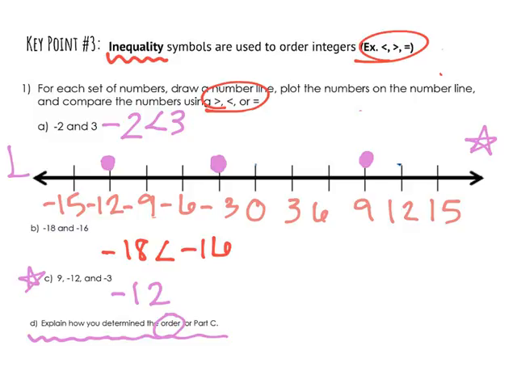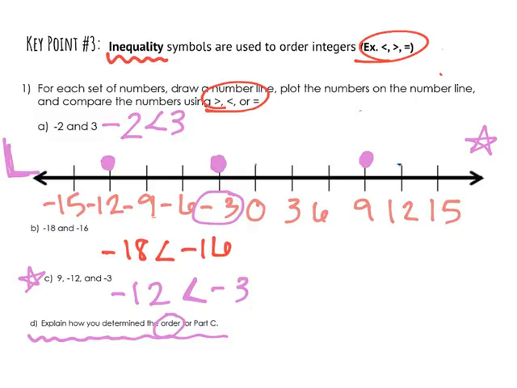So I know that negative 12 is less than negative 3 because it's further to the left on the number line. Same idea, negative 3 is larger, the mouth is opening to the larger number. Negative 3 is larger than negative 12 because it is further to the right on the number line.